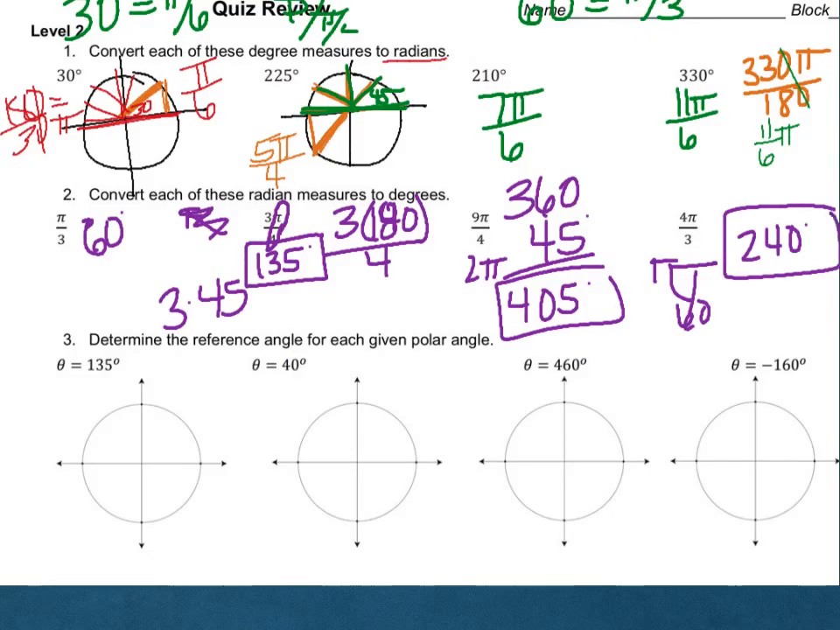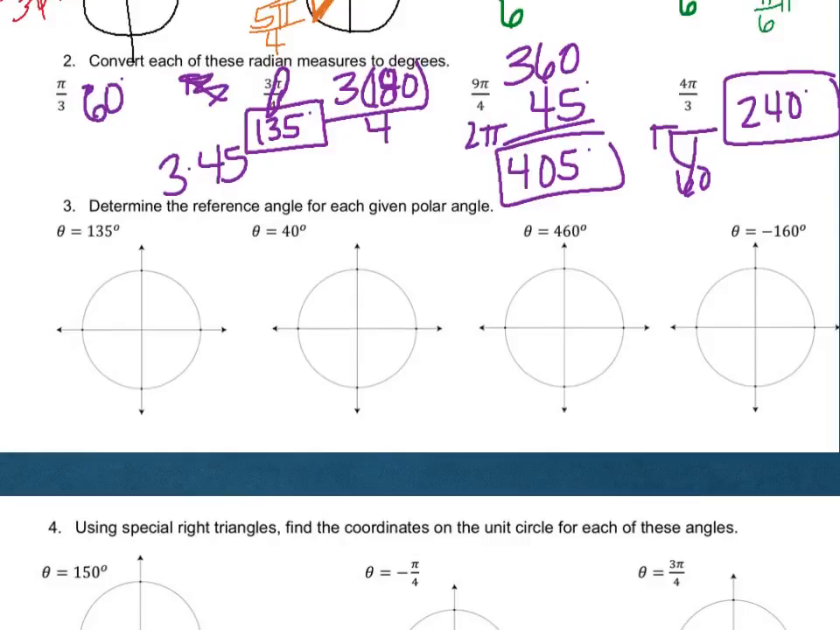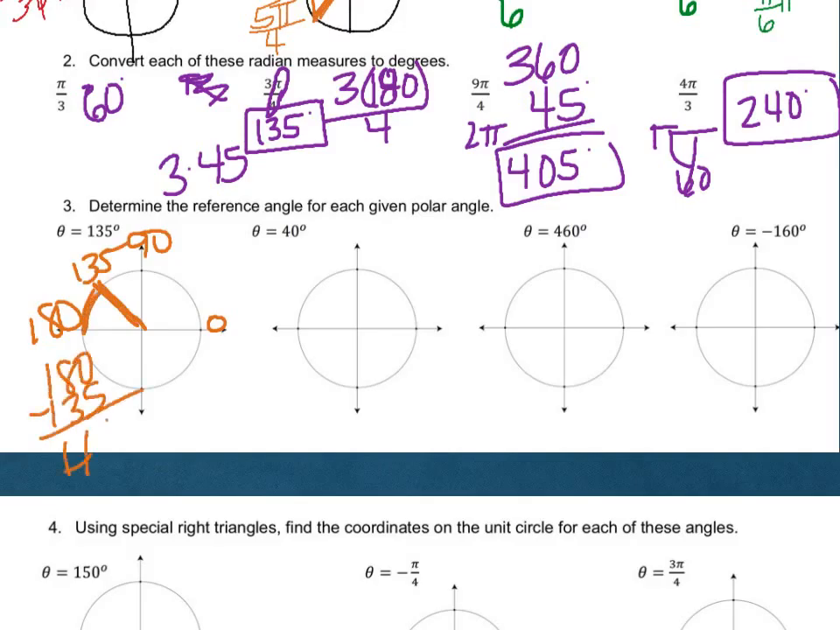Finding the reference angle. Reference angle is just the angle between that value and the x-axis. So here's 0, 90, and 180. 135 is going to be over here. And then the question is, what's the difference between 180 and 135? And we'll know that that's a 45-degree reference angle.